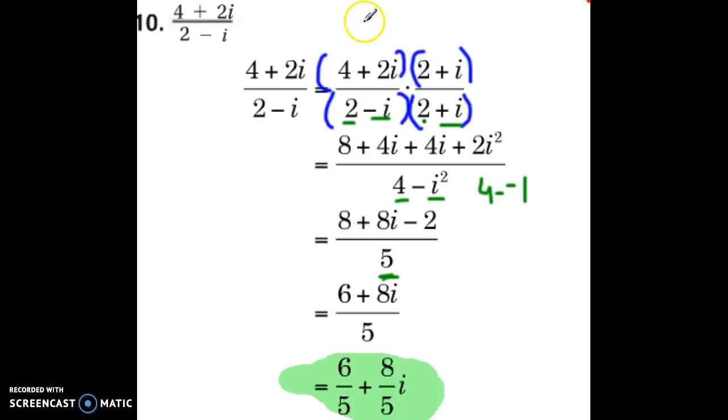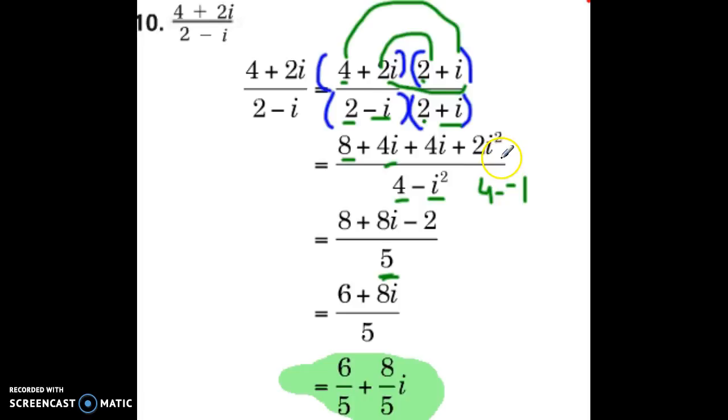Now I'm going to do my numerator. I have to do full FOIL. So 4 times 2 is 8. Do my outer: 4 times i, 4i. Do my inner: 2i times 2, 4i. And I do my last terms. That's how I got 2i squared.